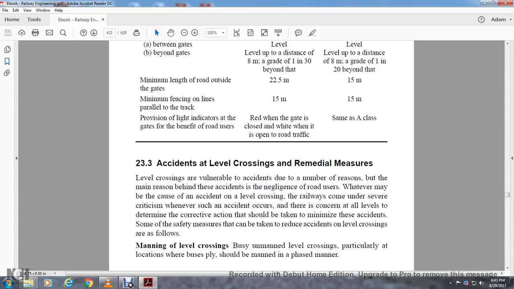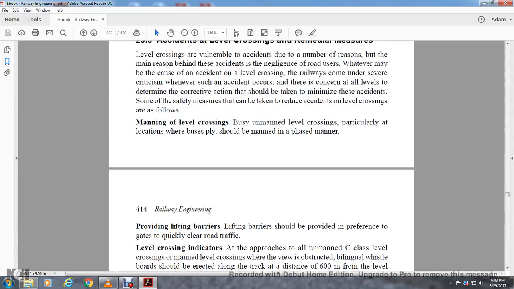Manning of level crossings: many unmanned level crossings, particularly in locations where buses ply, should be manned in a phased manner.